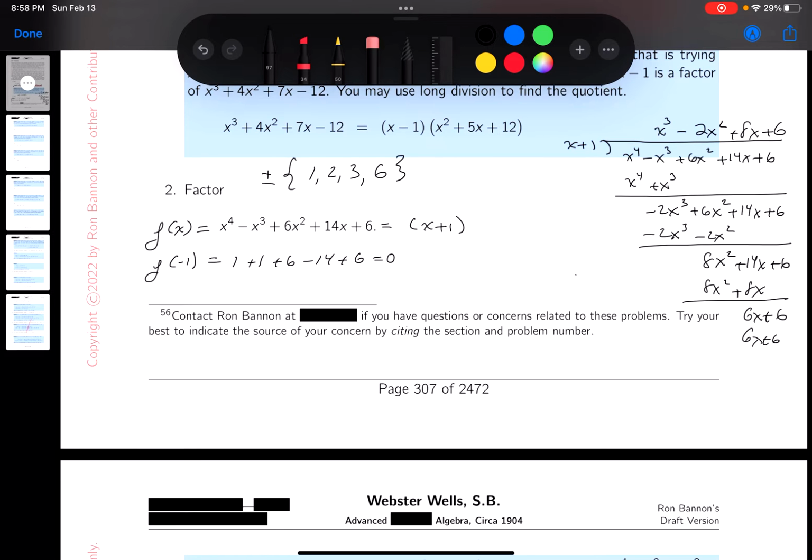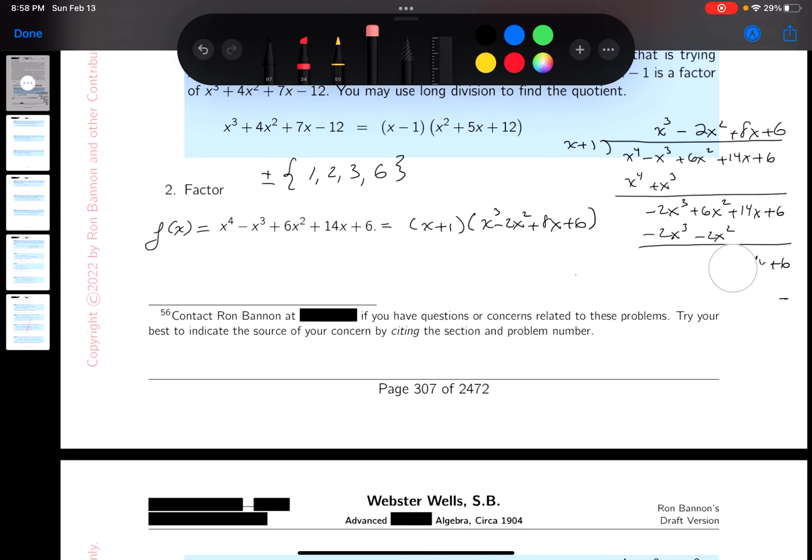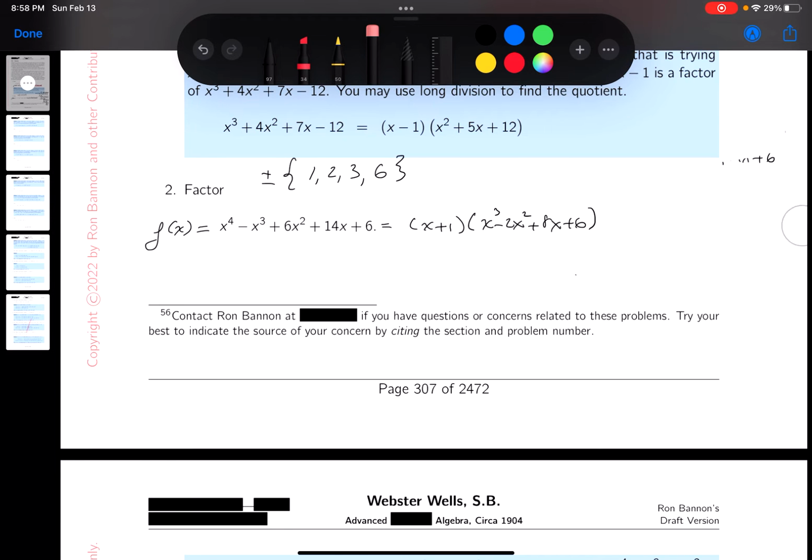So I know the other factor now, and it's a cubic. It's x cubed minus 2x squared plus 8x plus 6. All right? So someone's going to say, what are you going to do now? You can continue. I'm going to erase this over here. My division's done. That's a remainder of 0, by the way. And it is factored. I'm not saying it's completely factored, but it is factored.